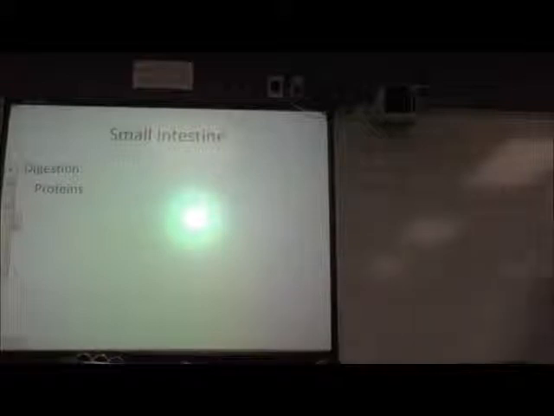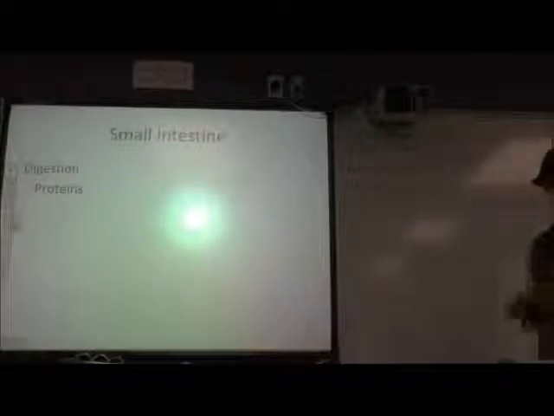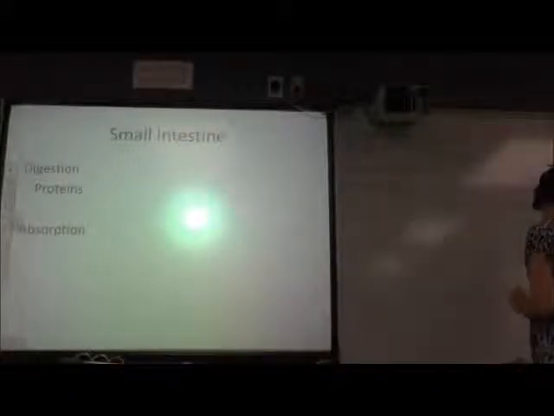Our brush border enzymes are going to take those peptides and break them down to amino acids. And then that's what we can absorb, the amino acids. And our amino acids, again, are absorbed into the blood.